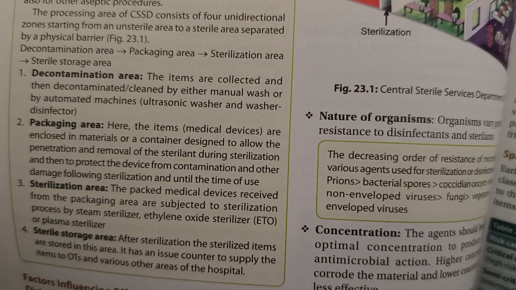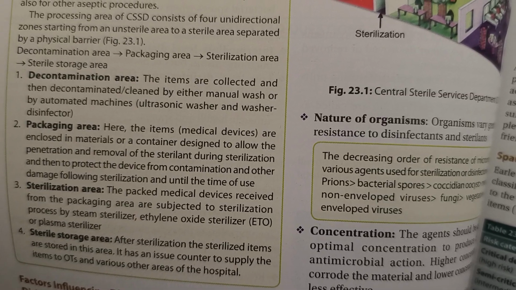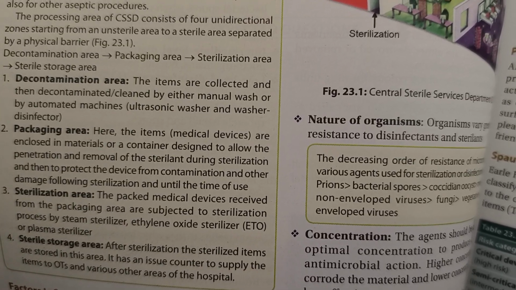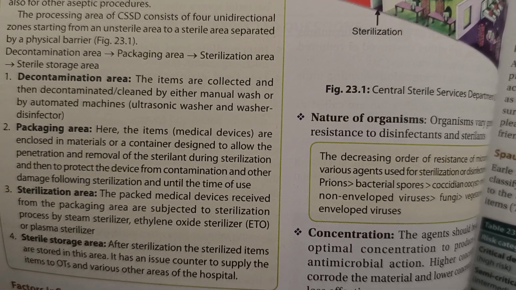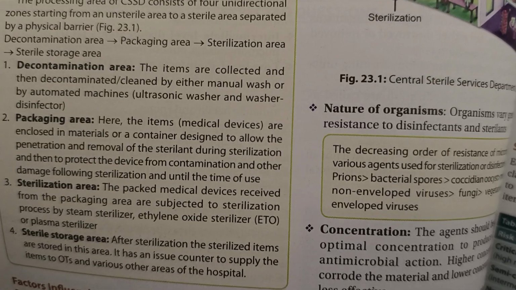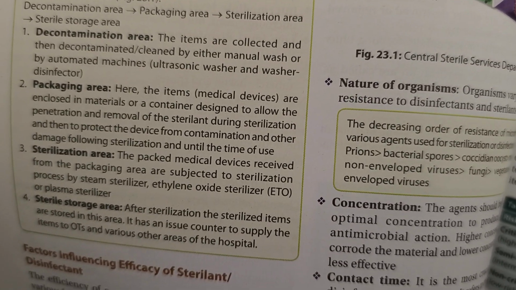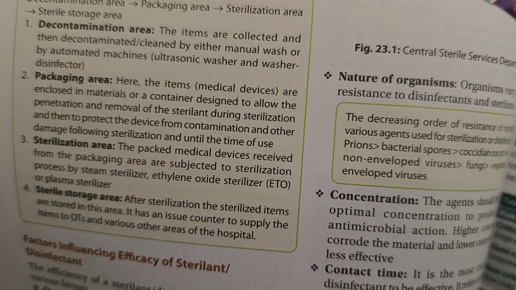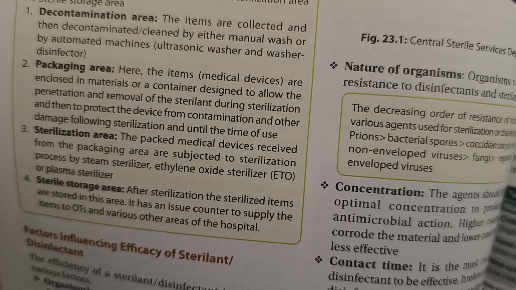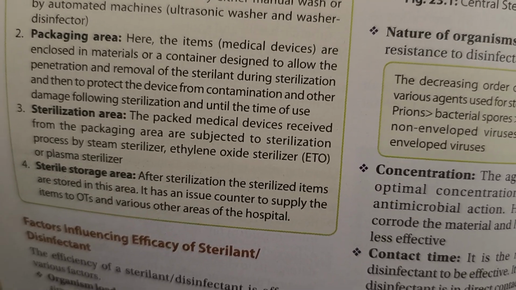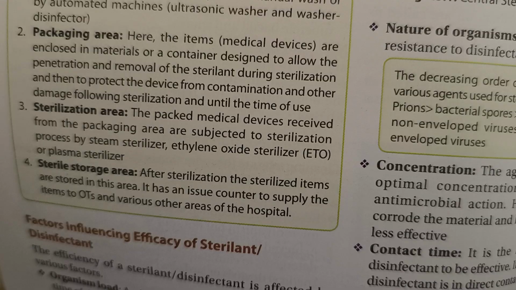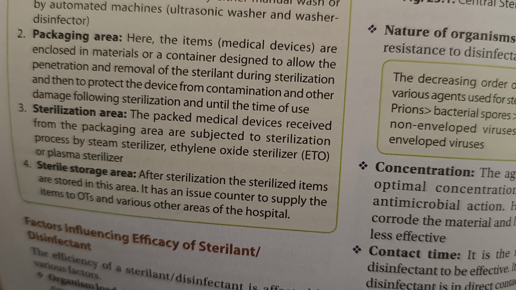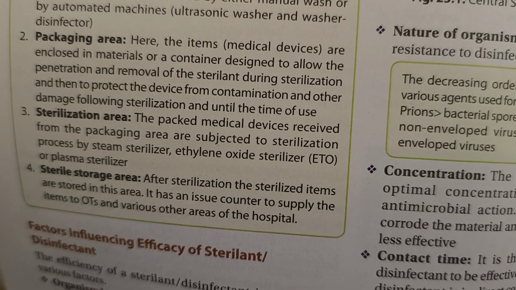Decontamination area. The items are collected and then decontaminated or cleaned by either manual wash or by automated machines like ultrasonic washer and washer disinfector. Packaging area. Here the items like medical devices are enclosed in material or a container designed to allow the penetration and removal of sterilant during sterilization and then to protect the device from contamination and other damage following the sterilization and until the time of use.